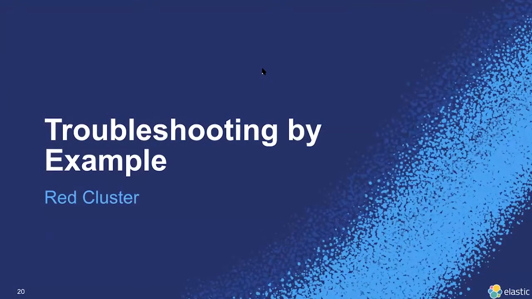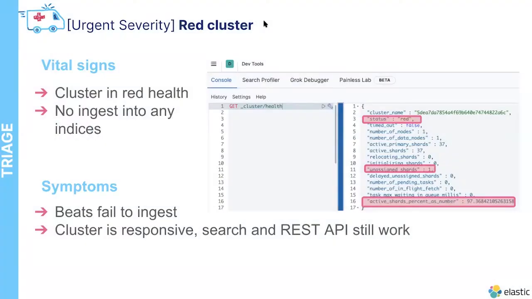We'll start by digging into a typical support case of a red cluster. Here we have an example of an urgent severity case. The customer has informed us that the cluster shows a red health status, and it's also not ingesting any data.